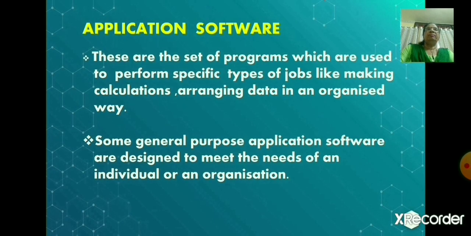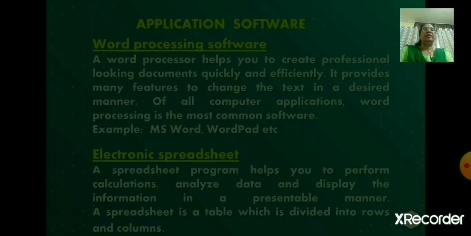Now come to the application software. These are the set of programs which are used to perform specific types of jobs, like making calculations, arranging data in an organized way. Some general purpose application softwares are designed to meet the needs of an individual or an organization. That we will learn one by one now.